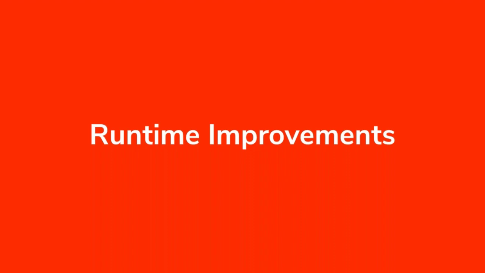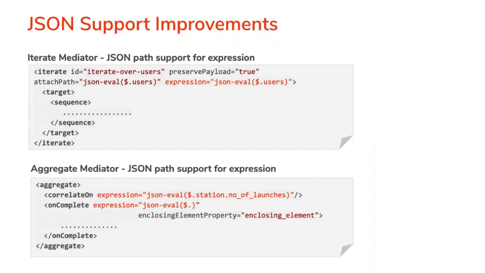So next, we'll be going through the runtime improvements we have done with the release of WSO2 EI 6.5.0. We have provided native JSON support for a number of mediators. This means that it's not that we didn't have JSON support. We had it, but we have improved it in a way that it's more performant and convenient to the users.